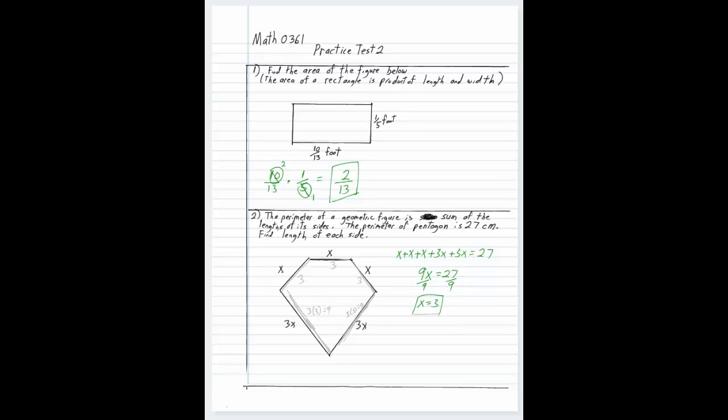So what this means is these sides right here, where it just has x, they each have a side of 3. And these sides over here, where it says 3x, would be 3 times 3, which is 9.